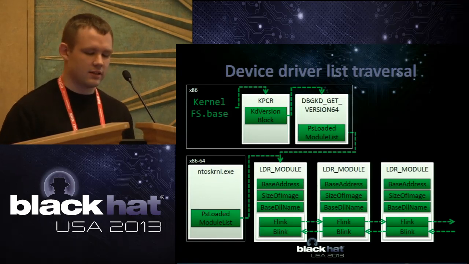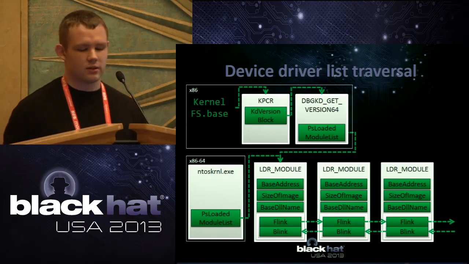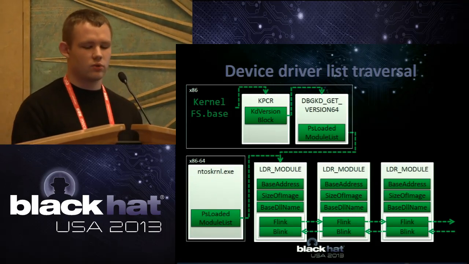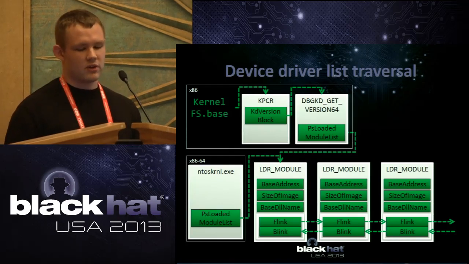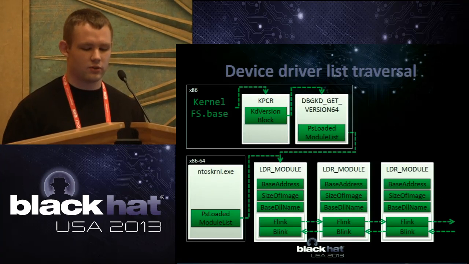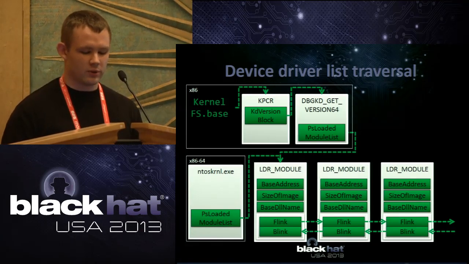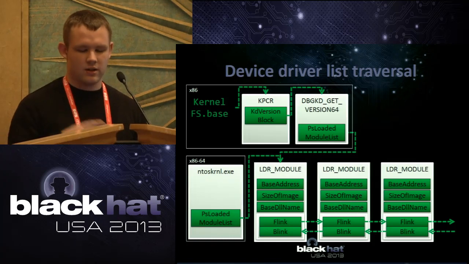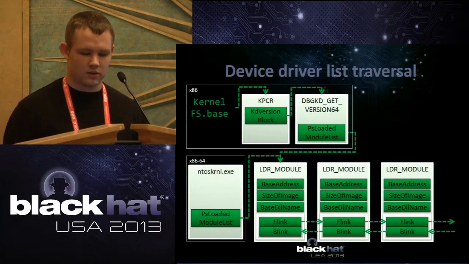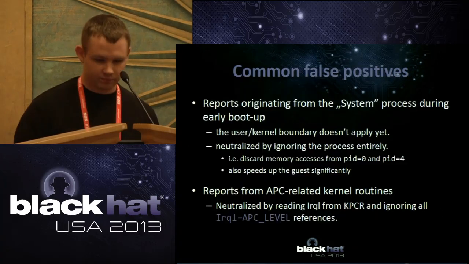So you have to get the address of the first item on the LDR module list. You get that by traversing two different structures on the 32-bit version of Windows, or because one of these pointers is not really present on the 64-bit version of Windows, we just hardcode the offset of the PsLoadedModuleList pointer within the kernel image. And then after we have that, we can read information about all of the kernel modules loaded in the operating system. So this is also pretty easy.